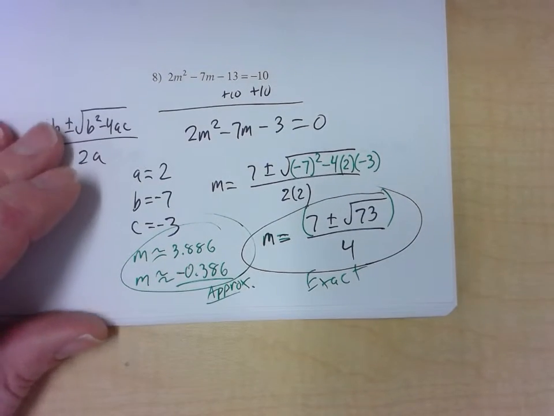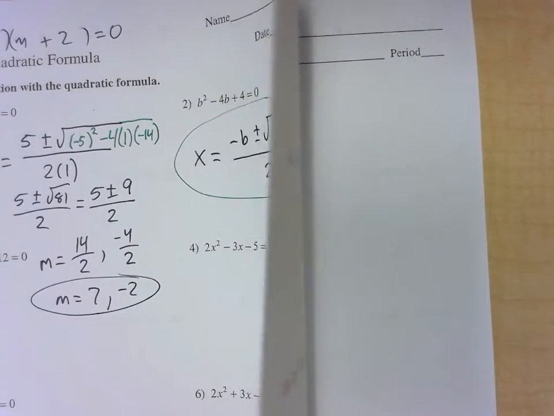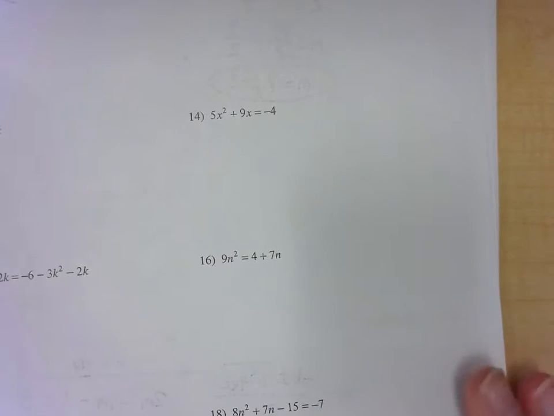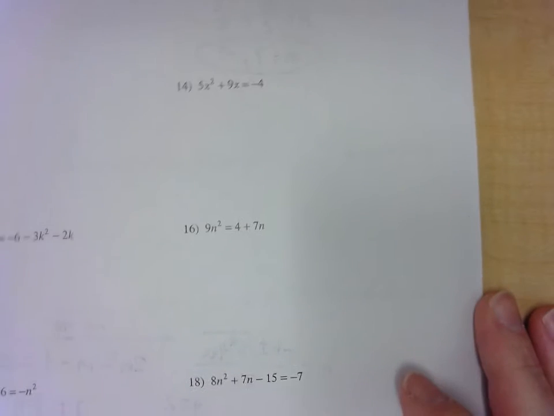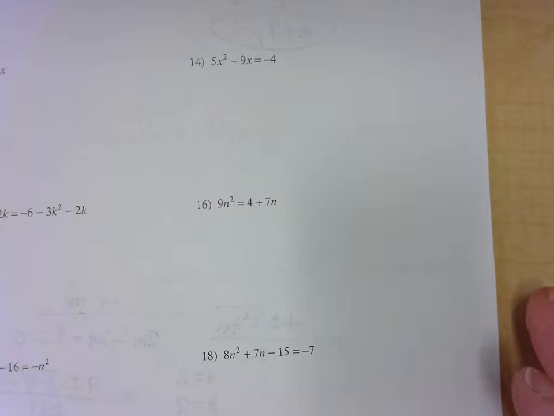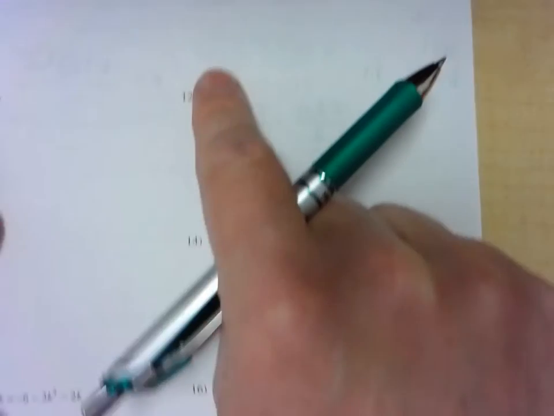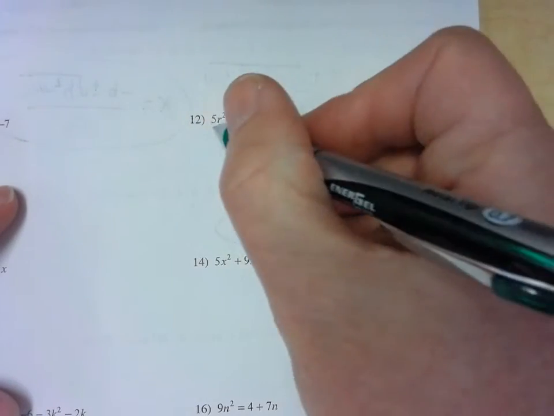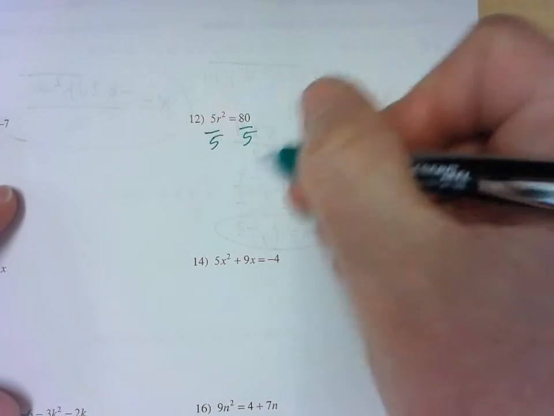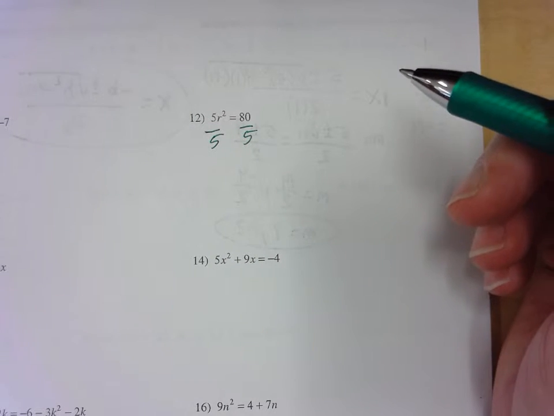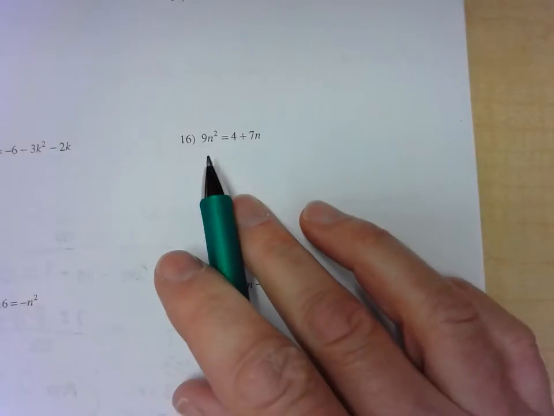Okay, let's see what's on the other side of the worksheet. Oh, so this one has all kinds of weird things to it. You just got to make sure it's set equal to 0. This one here I wouldn't even do the quadratic formula on because the b term is missing. I would divide the 5 over and then take the square root like we did on the other worksheet. This one here you have to move 2 things over, so let's look at number 16.